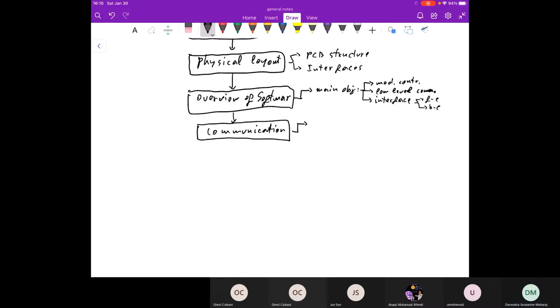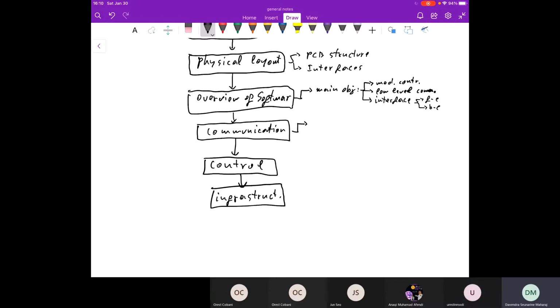So then we move into the communication side. You can just put the big ones down first, and then we can go into the little details. From communications, we'll go into control, and from control, we'll go into infrastructure. With this document, you don't want to give them way too much detail.